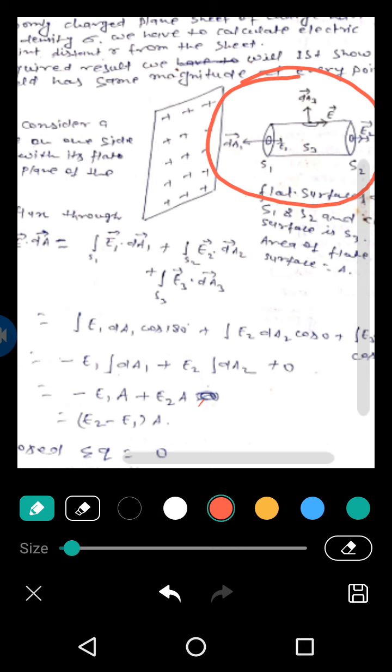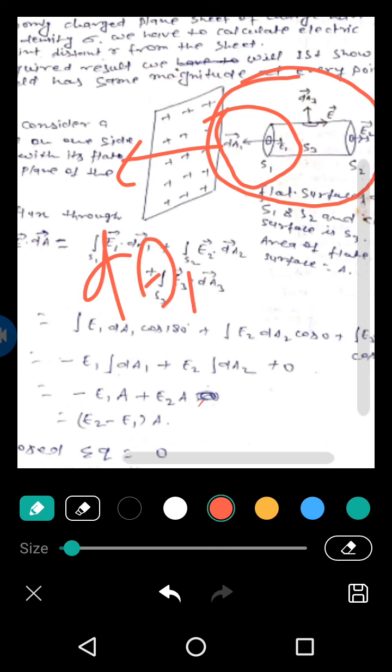and the elementary surface area of the left side flat surface is towards left direction, say dA1 vector, and the electric field at this point is towards right direction, it is E vector, and for the right side flat surface, the area vector is towards right side and electric field is also towards right side.